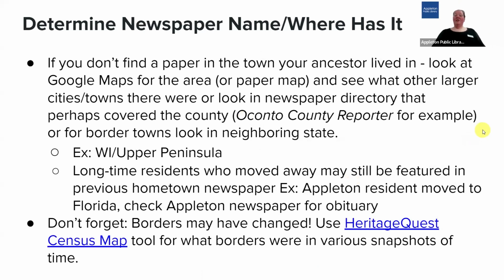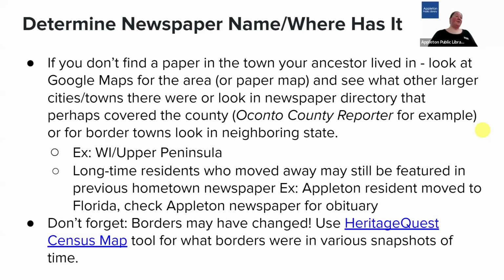So unfortunately, you still might not find the name of a newspaper, or maybe the town where your ancestor lived didn't have a newspaper. Pull up Google Maps, just go to Google, type in maps for an area, or pull up a paper map if you still have one. See what other larger cities or towns are around that area. Or maybe there was a newspaper that covered the entire county, because maybe there are smaller communities.